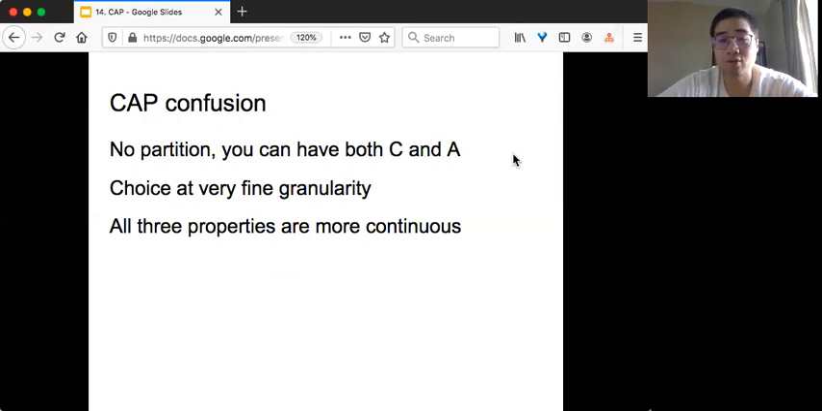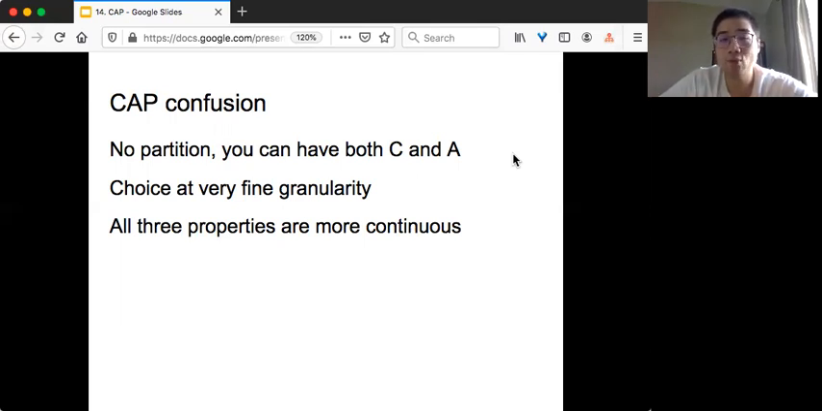The second one is that you make a choice, but you can make that at a very fine granularity. For example, in the distributed storage part, you can make this choice for every operation. And if you are thinking about a more complicated distributed system, you have lots of different storage, a cache, different kinds of microservices, and at different components of the system, you can make a different choice.